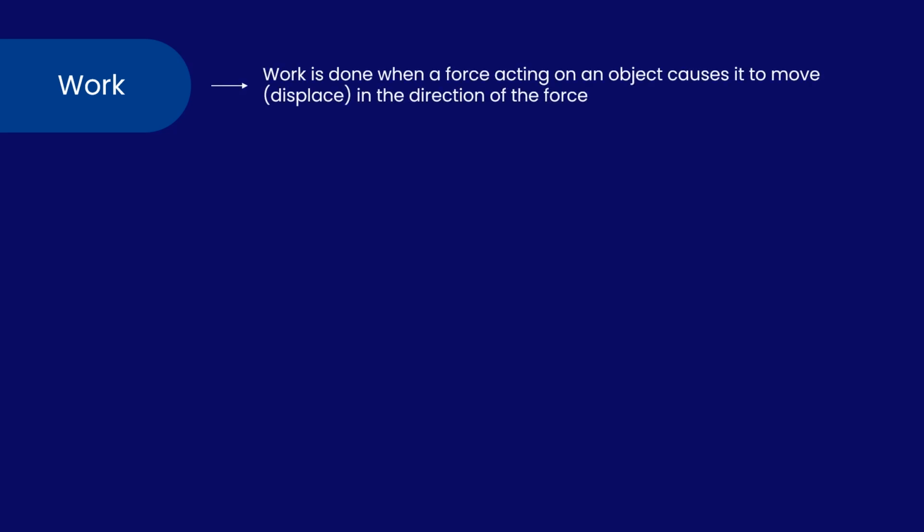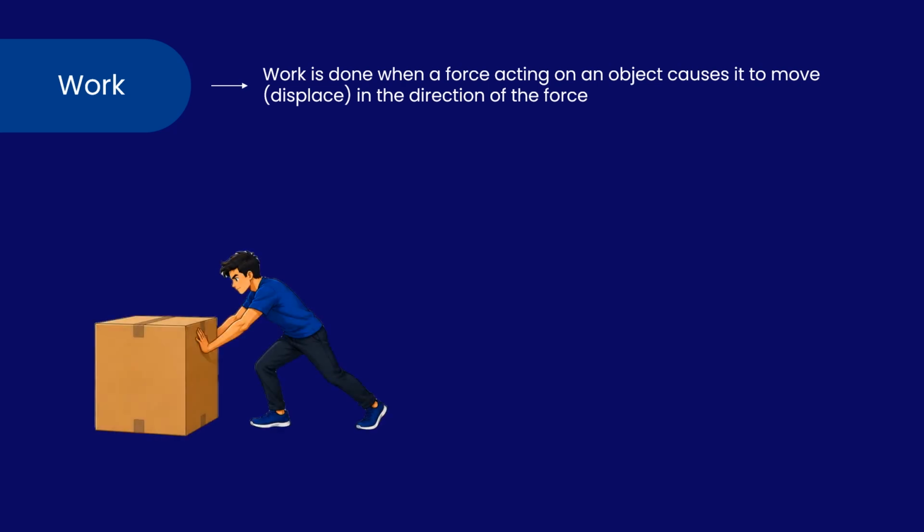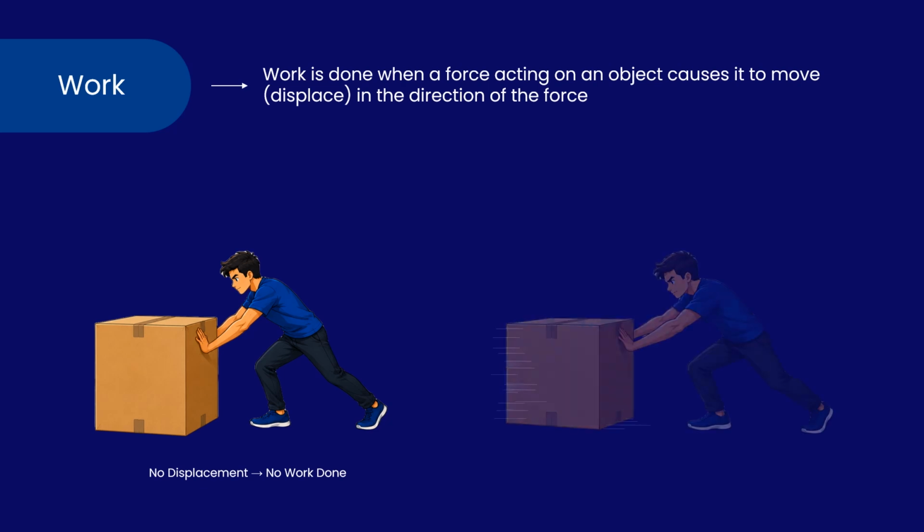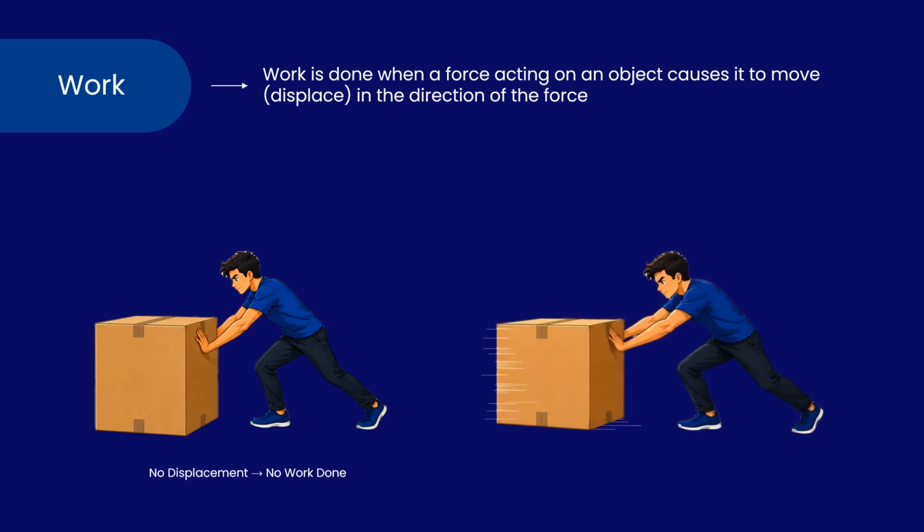Work is done when force acting on an object causes it to move or produces displacement. Look at the first picture. The person is pushing the box but it doesn't move. Since there is no displacement, no work is done. Now look at the second picture. The box moves forward when the force is applied. Here both force and displacement are present, so work is done. Remember, force alone is not enough. Work is done only when there is a displacement.